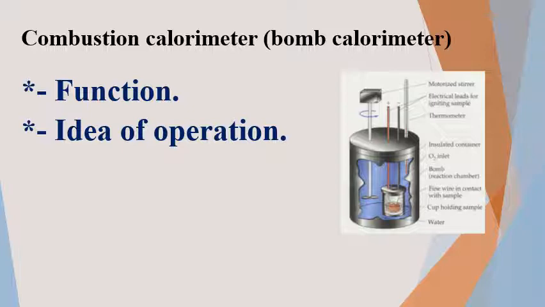The idea of operation, number one, by using the burning electric wire used to burn the substance, then we must measure firstly the initial temperature of water, then the final temperature after burning. Then you can calculate the difference in temperature, T final minus T initial.